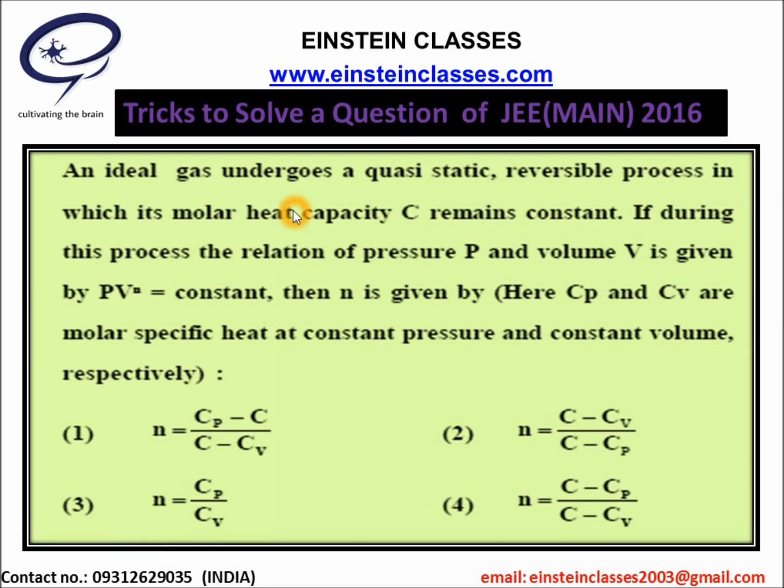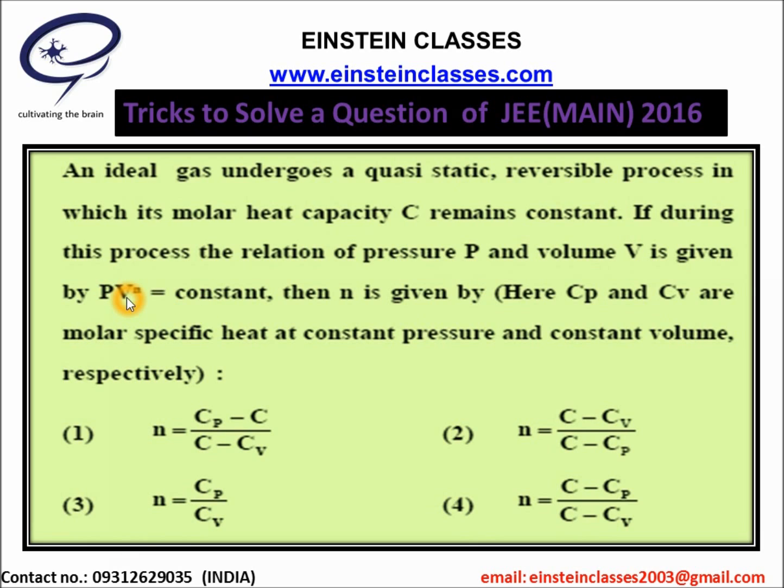First of all, go through this problem. This problem belongs to the chapter of heat and thermodynamics. You have an ideal gas going through a process for which the molar heat capacity is given by C, and this molar heat capacity of the process remains constant. The relation between the pressure and volume of this process is given by PV^n = constant. This is called the polytropic process.